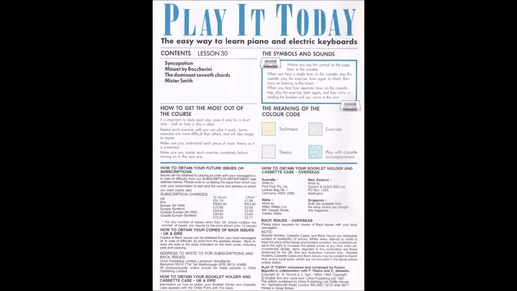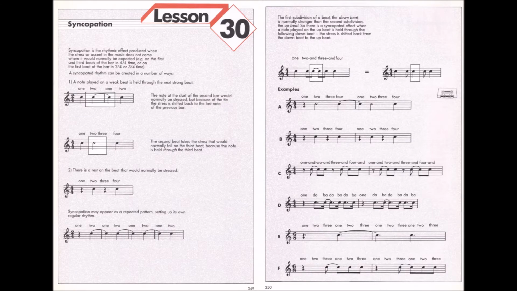Today, Lesson 30. To start this lesson, you should read through the first 2 pages of your booklet, pages 349 and 350, on the subject of syncopation. You're already familiar with the pattern of stressed and unstressed beats that you usually get in various time signatures.